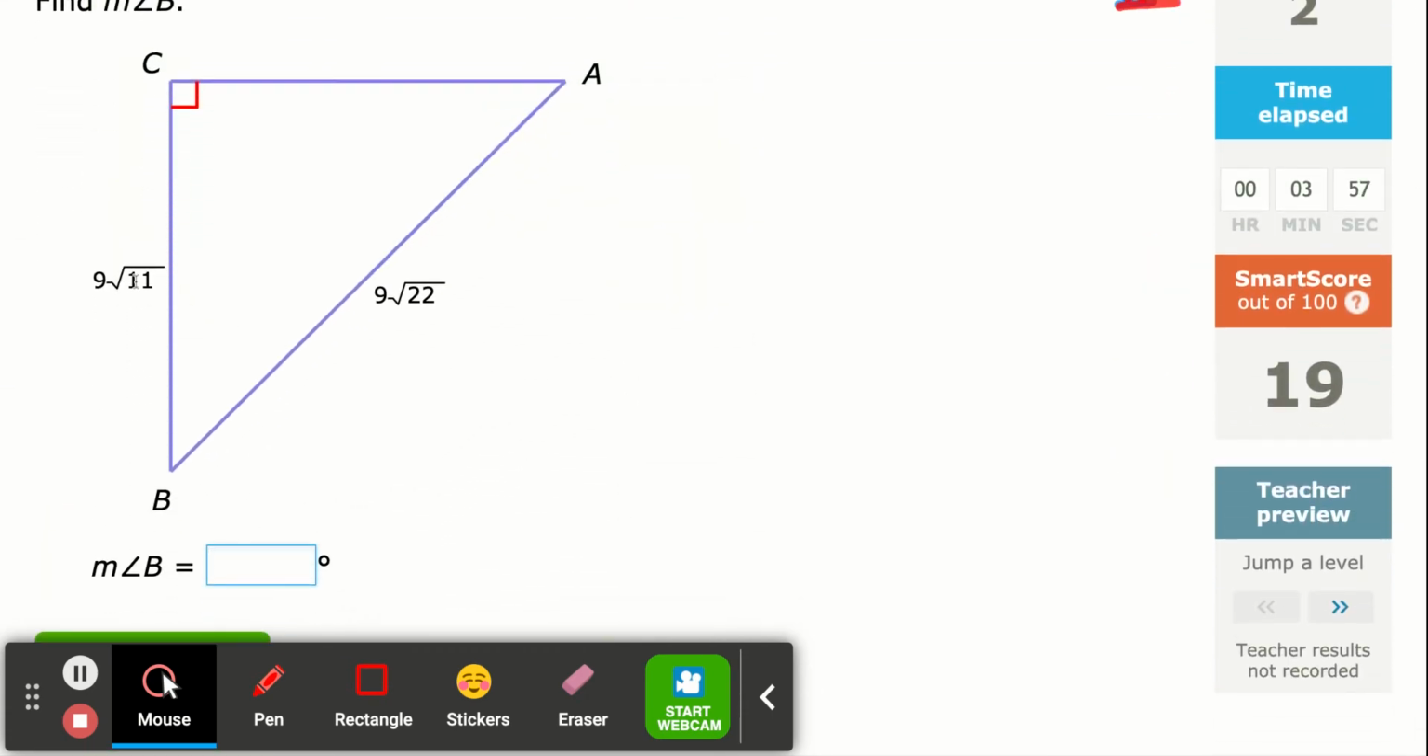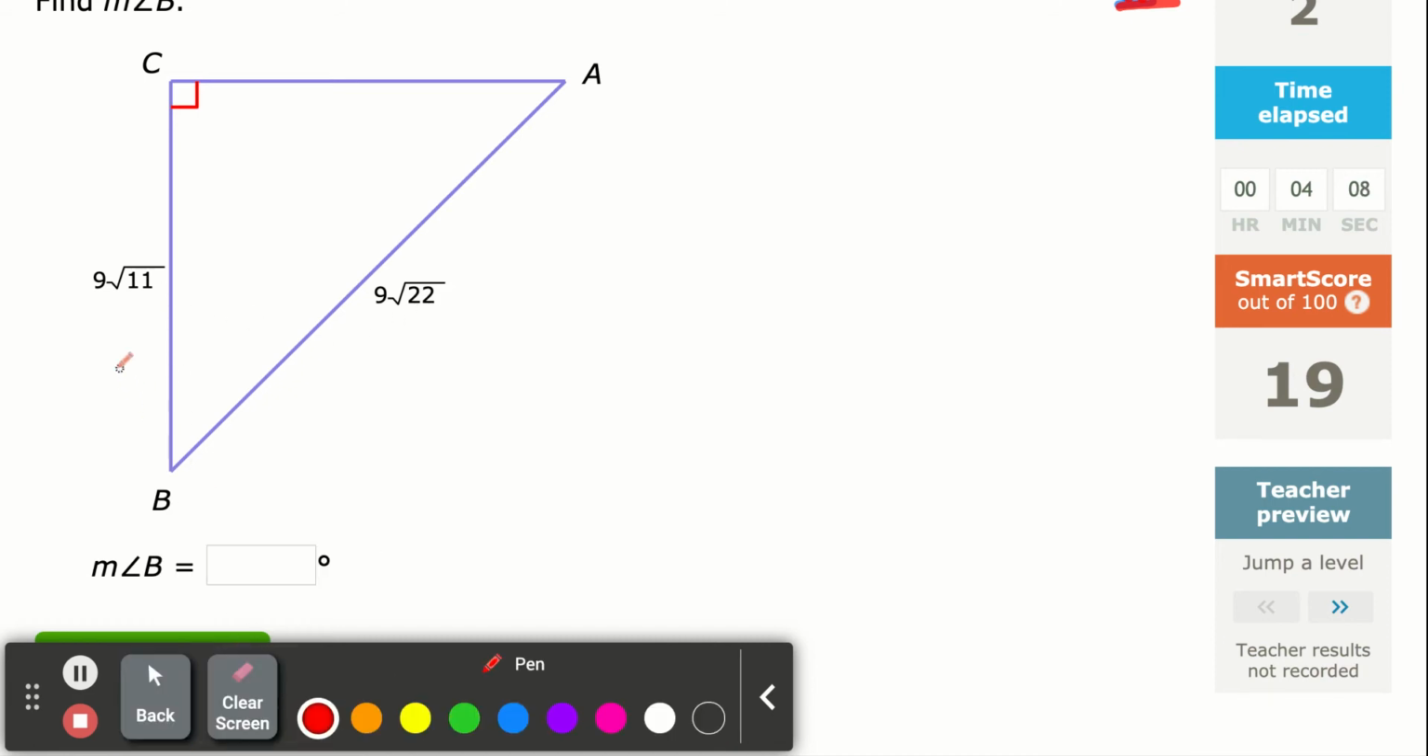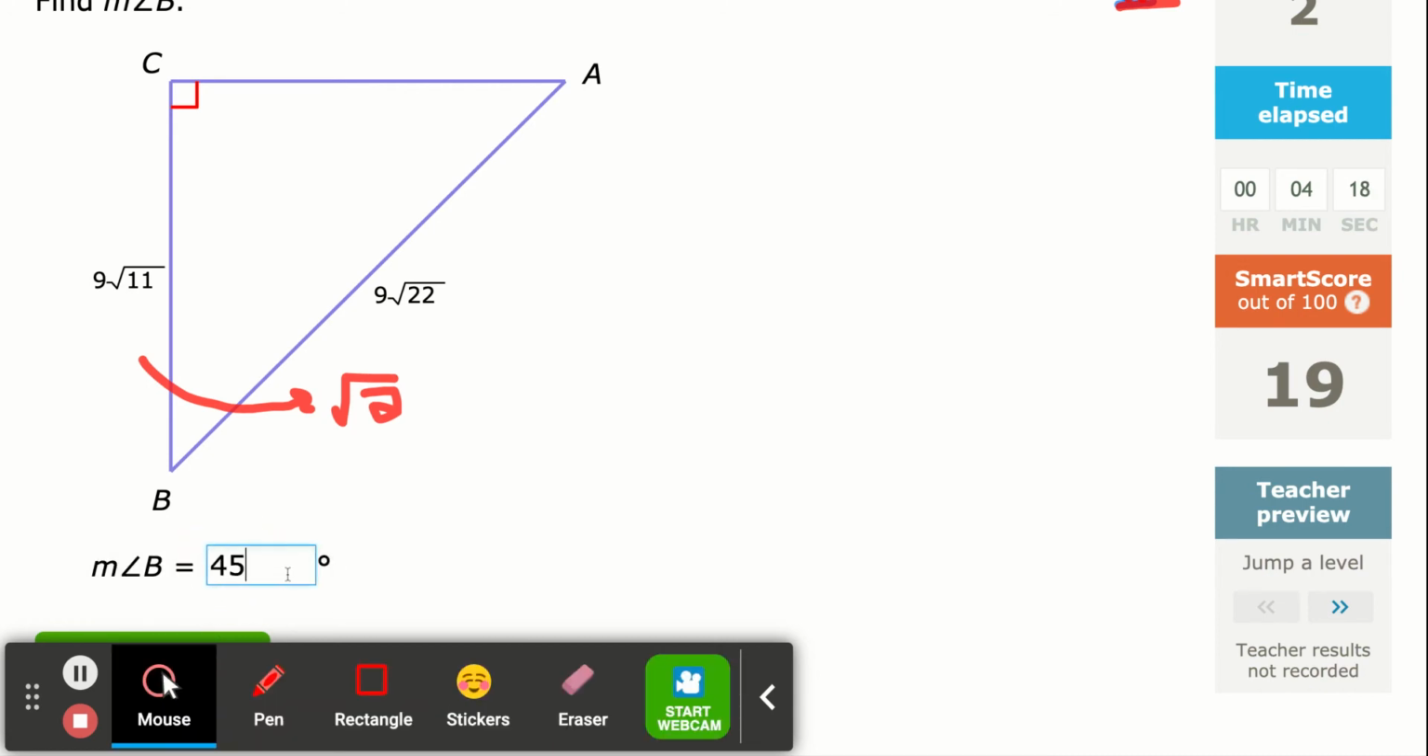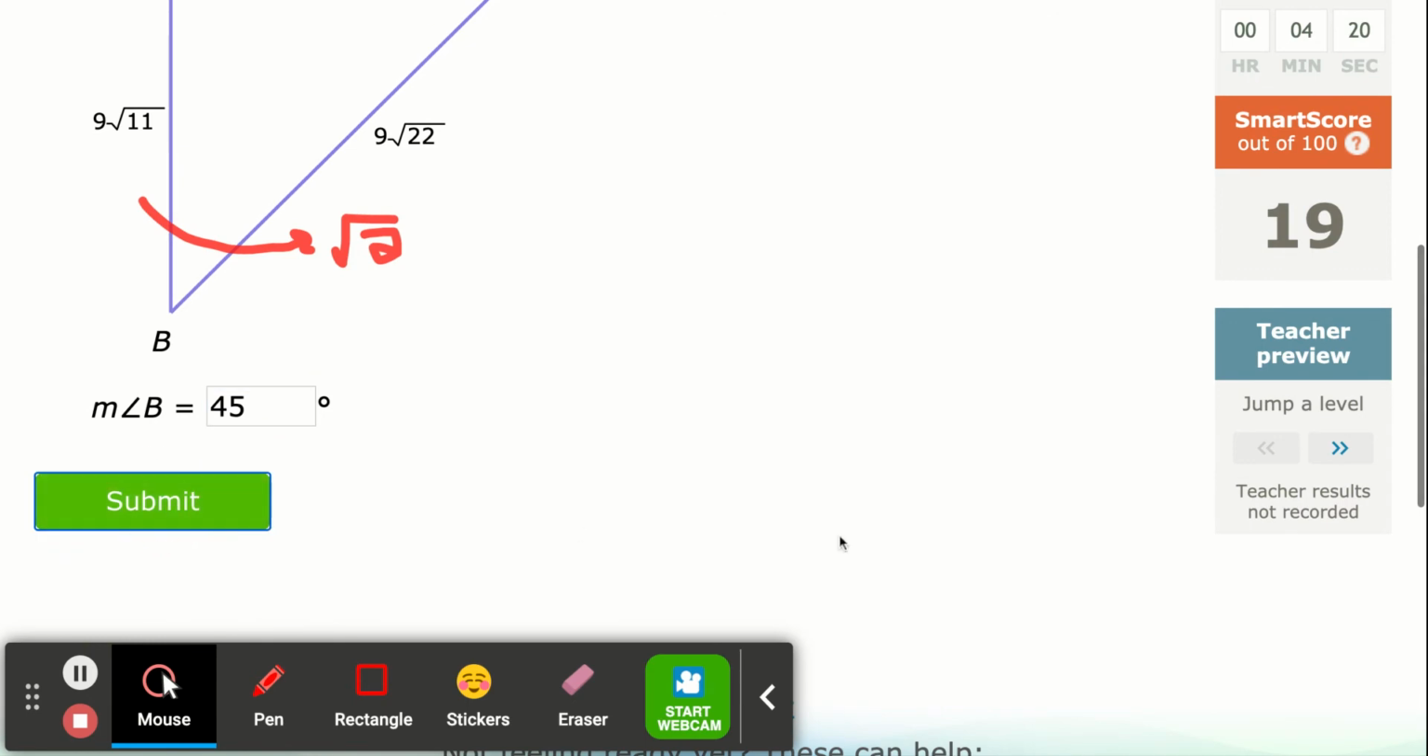Here, I got 9 square roots of 11, and now I got 9 square roots of 22. Think about the only difference is the number underneath the square root is twice as big. In other words, I've multiplied going from here to here by the square root of 2. Well, that's the 45-degree angle. Measure of angle B is 45 degrees. Again, go back and write down those special triangles if you forget.